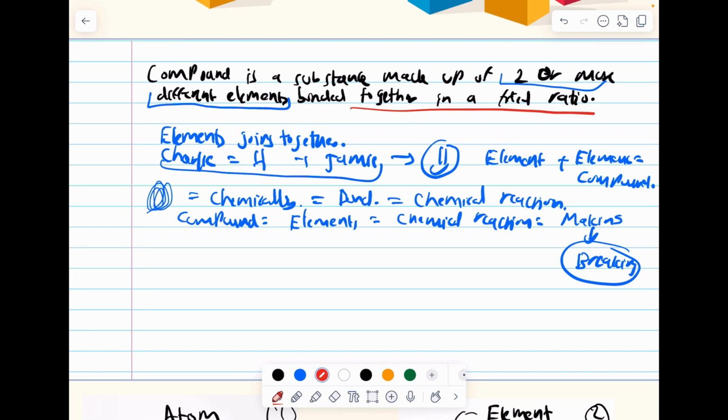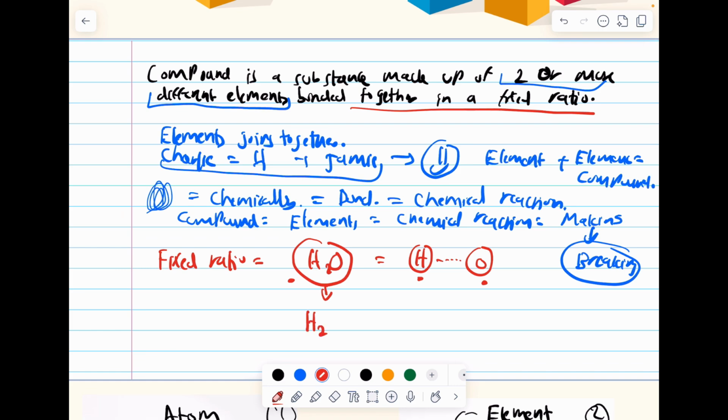Okay, next, this bonded together in a fixed ratio. What does that mean? Fixed ratio. This basically means that, let's just say we want to make water. Water is a compound. For water, we need hydrogen and we need oxygen. Hydrogen is an element, oxygen is an element. They're two different elements and they're going to chemically bond together. What fixed proportion means is that when you're making water, which has the chemical formula H2O, you're always going to have two hydrogens and you're always going to have one oxygen.